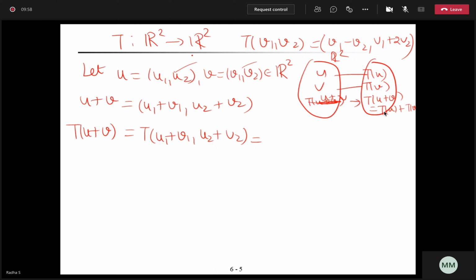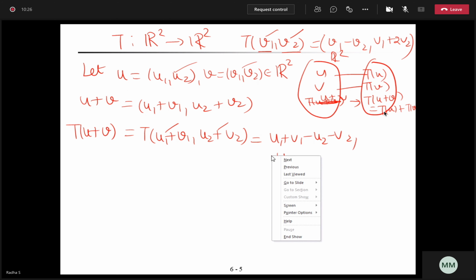So you have seen here, right? Whenever it is first coordinate comma second coordinate, this is your x, this is your y. T of (x, y) is (x minus y, x plus 2y). So here your x coordinate is u1 plus v1 and your y coordinate is u2 plus v2. So according to the definition, it should be x minus y, comma, okay, better I'll write it on the next page.